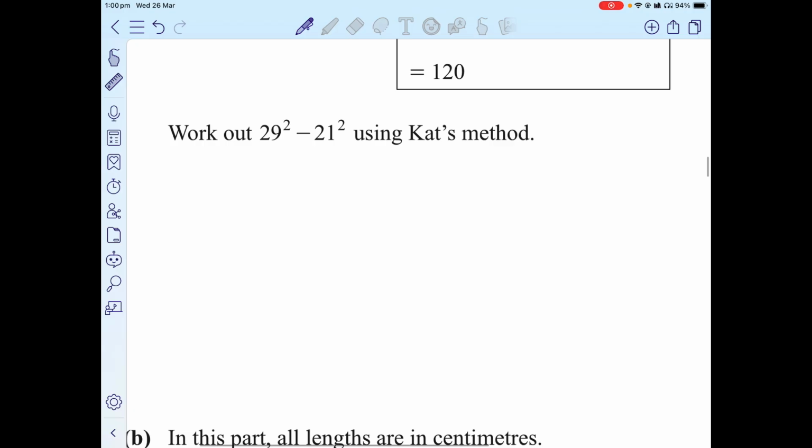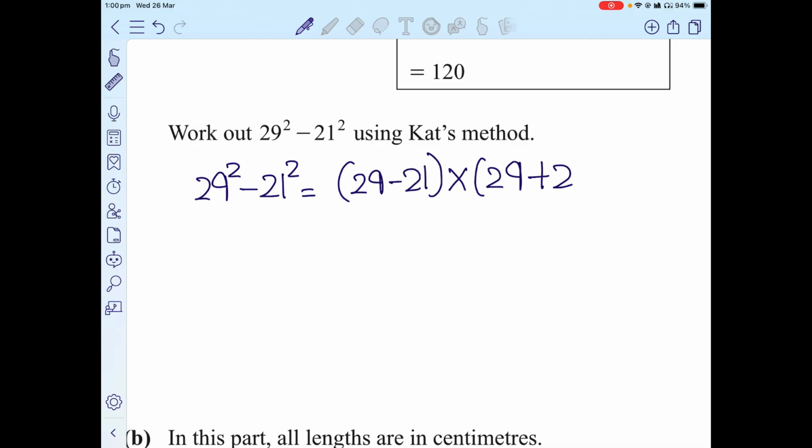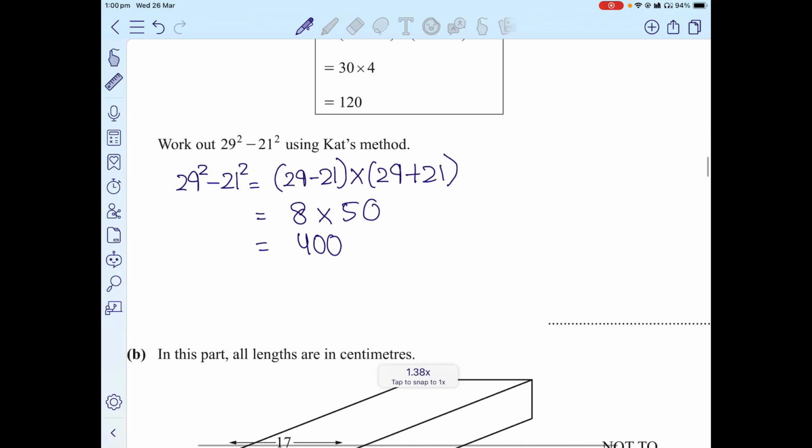So if you use her method, 29 squared minus 21 squared would be 29 minus 21 into 29 plus 21. So when you do that, what is 29 minus 21? That is 8. And what is 29 plus 21? That is basically 50. So your answer would be 400. Okay, I hope that's clear. We just had to apply her method.